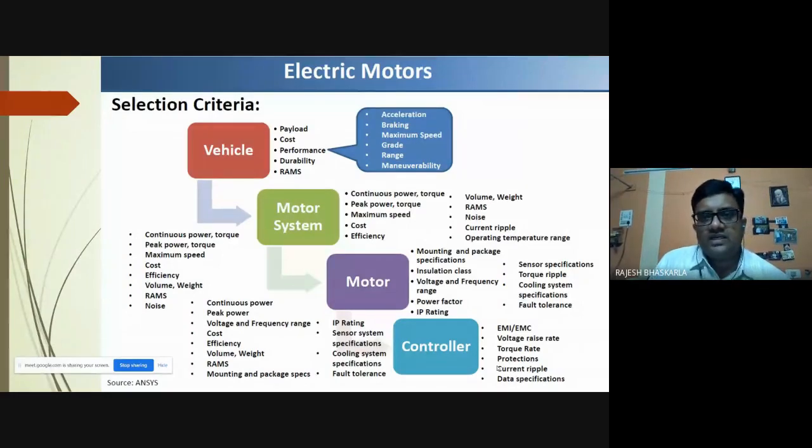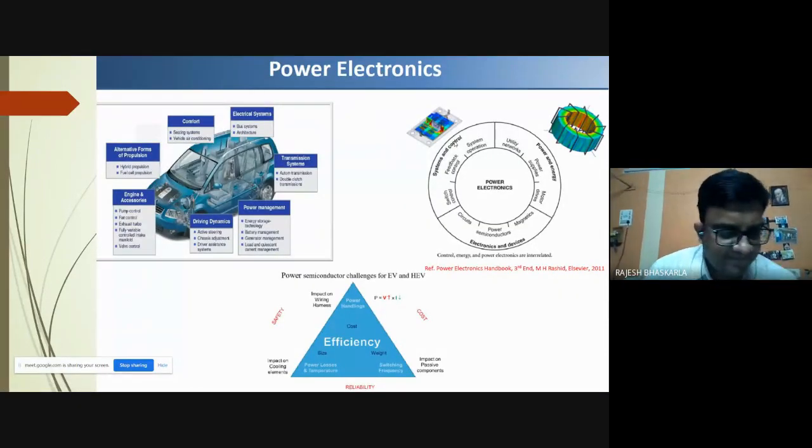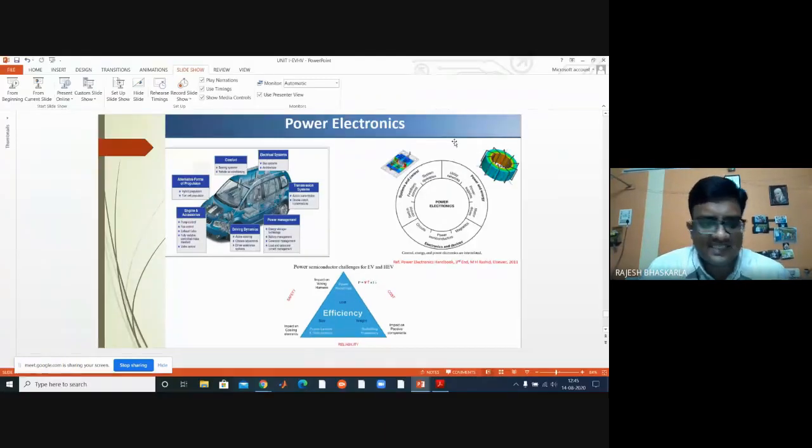And then, the motor is not the only part that is required. Power electronics also plays an important role. But what is power electronics? We have discussed this earlier also. What is power electronics?